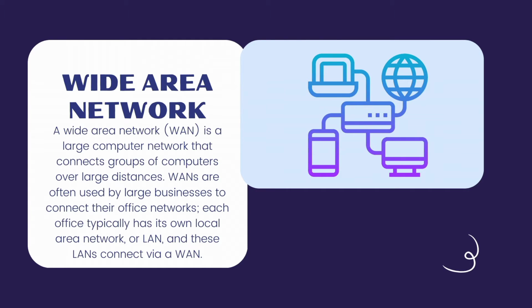A wide area network or WAN is a large computer network that connects groups of computers over large distances. WANs are often used by large businesses to connect their office networks. Each office typically has its own local area network or LAN, and these LANs connect via WAN.